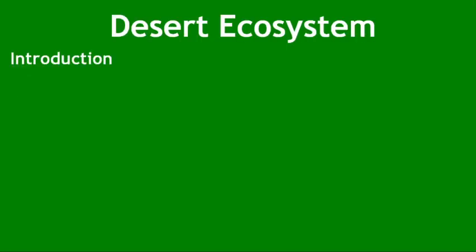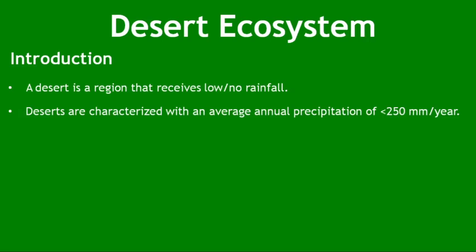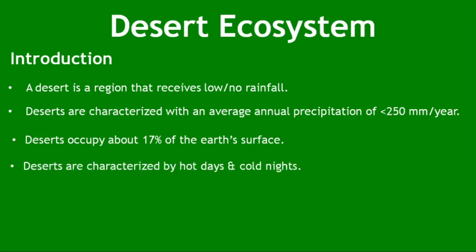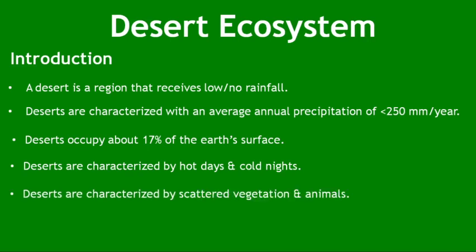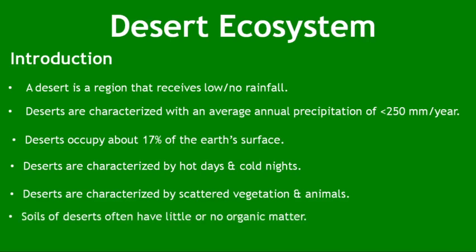I'll start with the desert ecosystem, and a brief introduction of desert ecosystem can be summarized as follows. A desert is a region that receives low or no rainfall. They are characterized by an average annual precipitation of less than 250 millimeter in a year. The deserts occupy about 17% of Earth's land surface. The deserts are characterized by hot days and cold nights, and also by scattered vegetation and animals. The soil of deserts is usually either without organic matter or with very little organic matter.